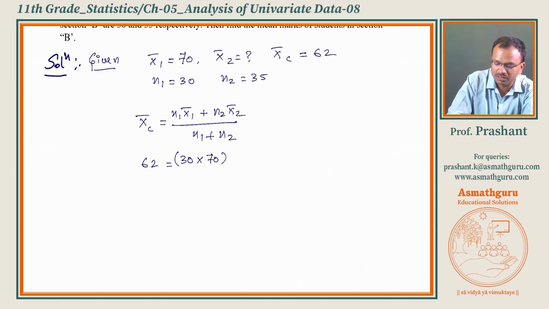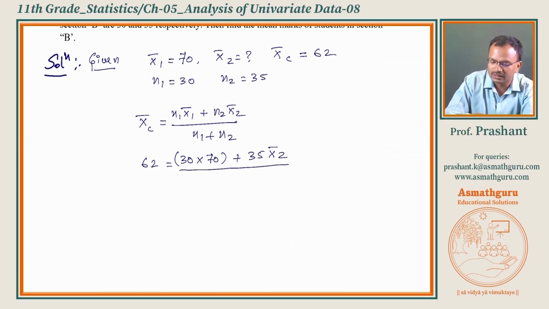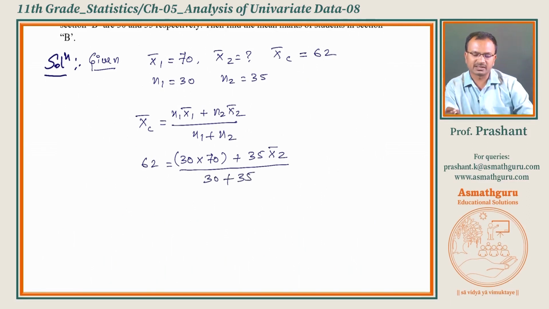Let me group this as one particular factor. Now n2 is nothing but 35. x bar 2 we don't know, that we need to find. Divided by n1 plus n2. What do we mean by n1 plus n2? That is the sample size of the first group and the sample size of the second one. So let us combine these sample sizes, that is 30 plus 35. So how do we simplify this?